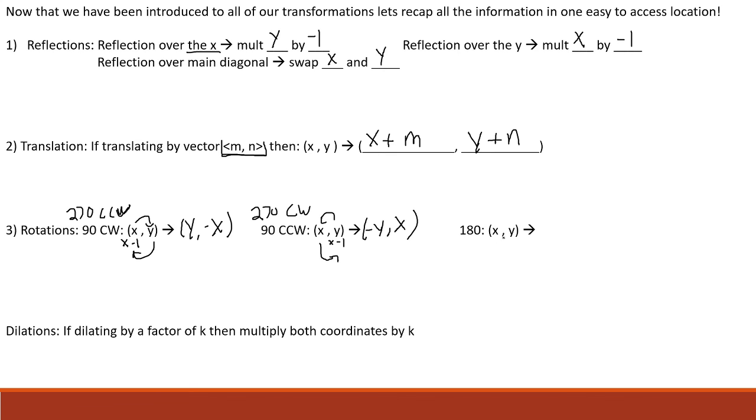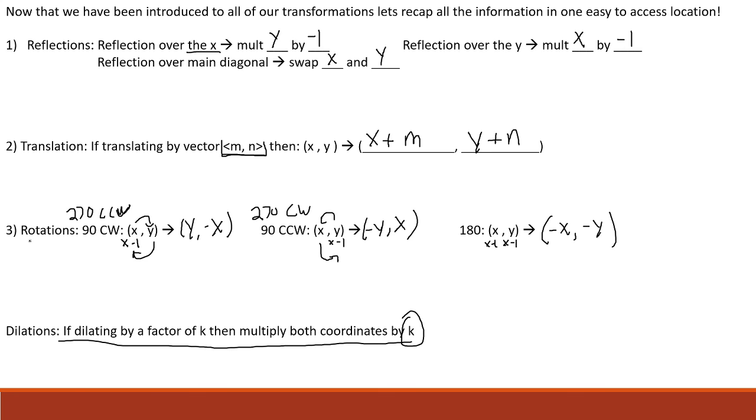And then for 180, all you do is you multiply both of them by negative 1. You don't swap, you just multiply both by negative 1, and you get negative x comma negative y. Right? No swapping for the 180 degree rotation. And 180 can be done both counterclockwise or clockwise. It doesn't matter. It's going to end up the same result. And then dilating we just did. If you're going to dilate, you multiply both coordinates by whatever you're dilating by, your scale factor k, and then you're done. So those are the 4 transformations for this section. Make sure you can do all 4.